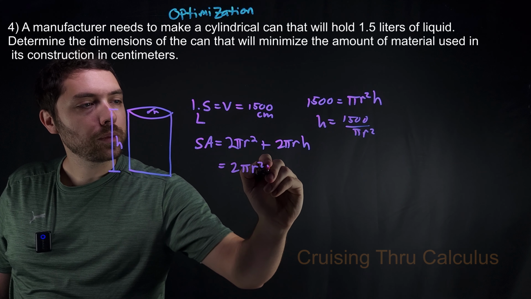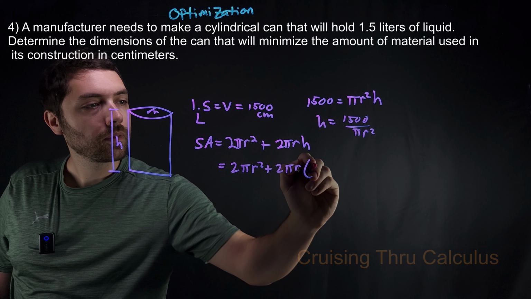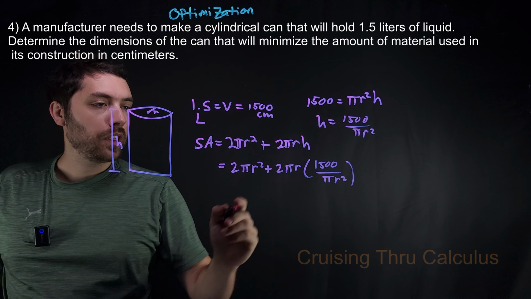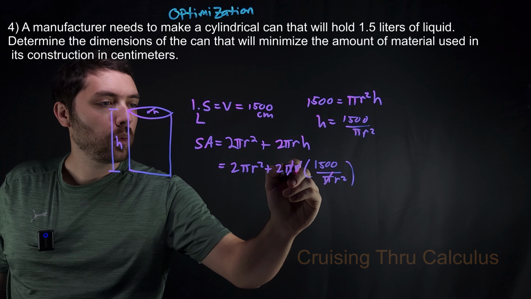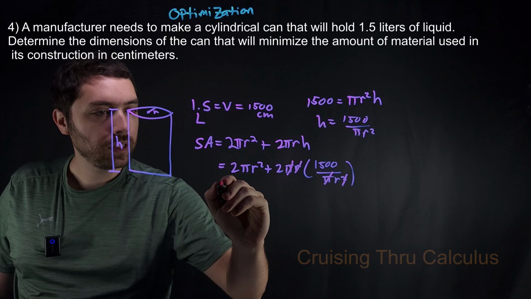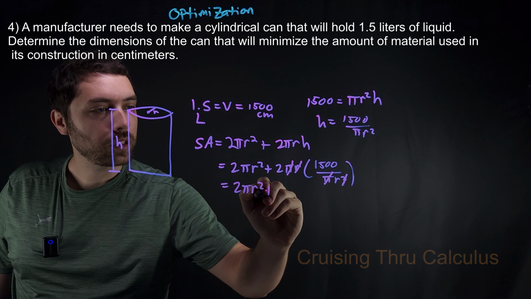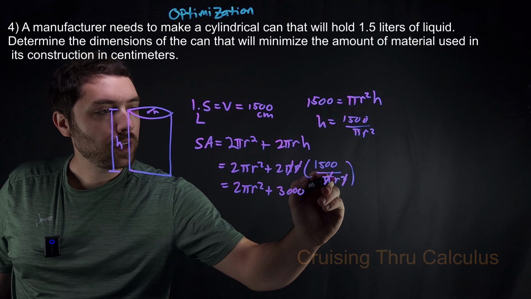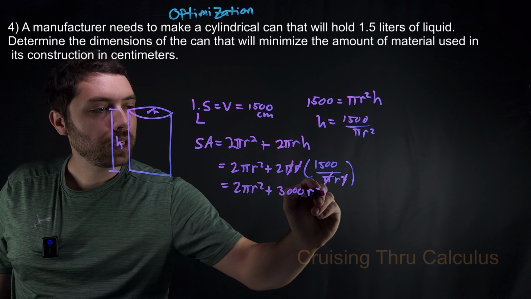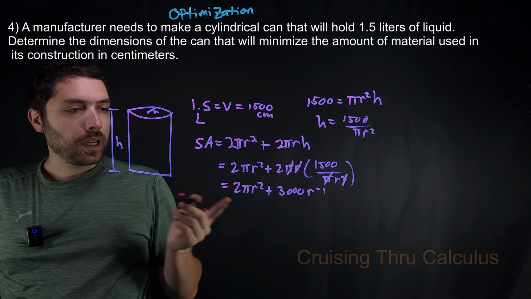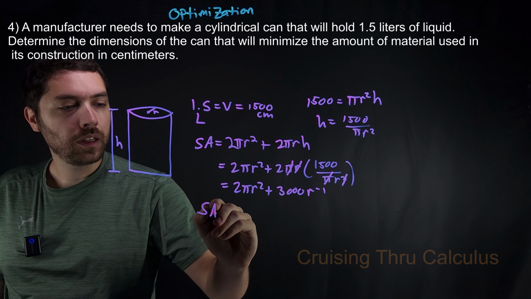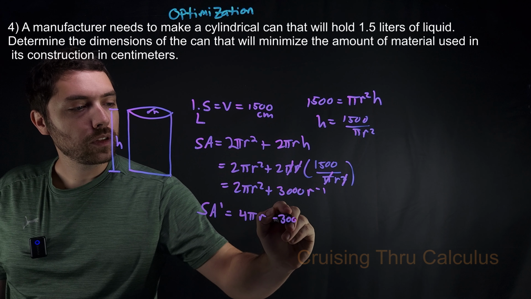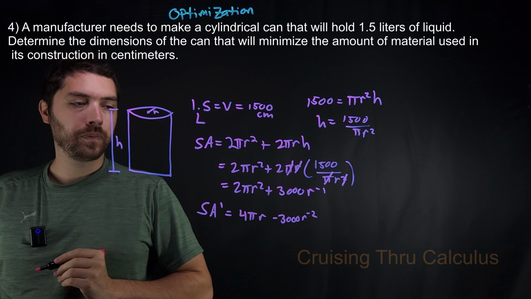Let's see if anything simplifies when we do that. And in fact, things will simplify. Check this out here. This pi will be gone, this pi will be gone. One of the r's here and one of the r's here will be gone. So we'll be left with 2 pi r squared. That part didn't change. Then we've got 2 times 1500, which is 3000. And then we have an r in the denominator. I'm actually going to bring that up to the numerator like this, because we're about to find the derivative. So let's find the derivative here. We're going to get 4 pi r minus 3000 r to the negative 2.